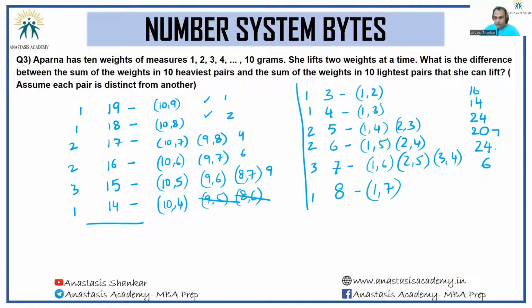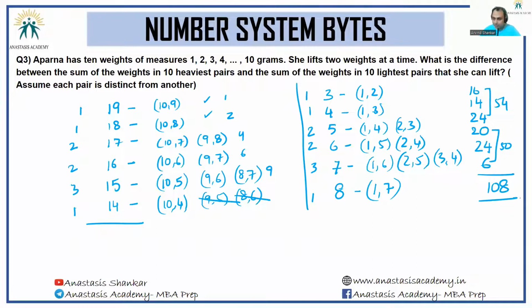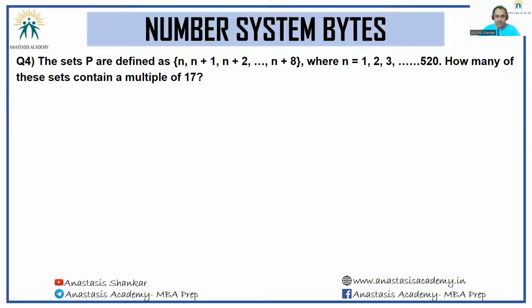Let's add these up. We get 50 here. We get 54 here. So 54 and 50. All of this will add up to 108, which should be the answer to this question. Just confirming. 108 or 104? No, it will be 104, not 108. The answer to the question should be 104. Okay, maths error. Next question.